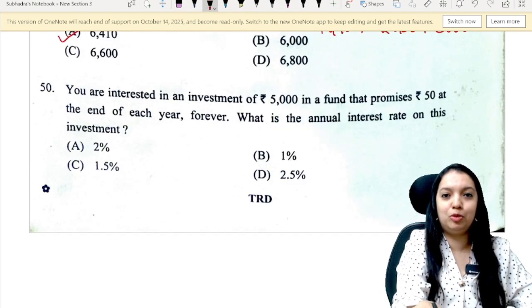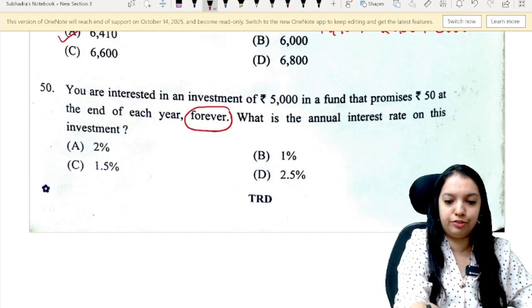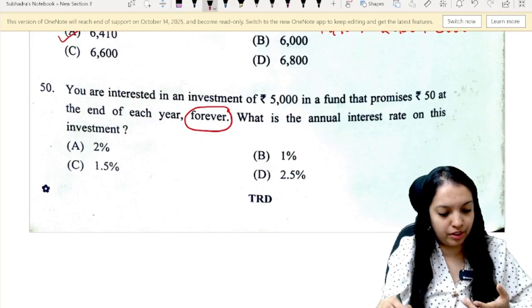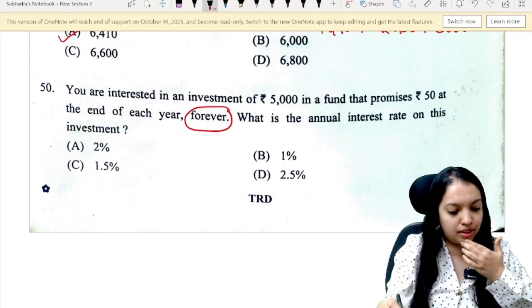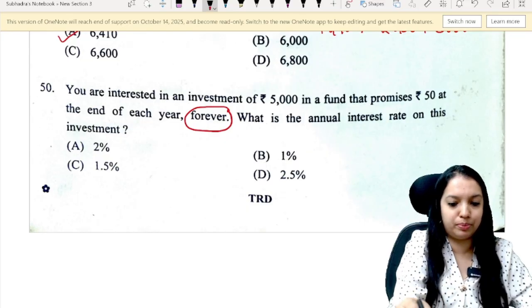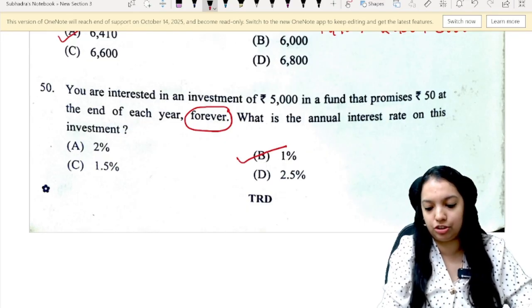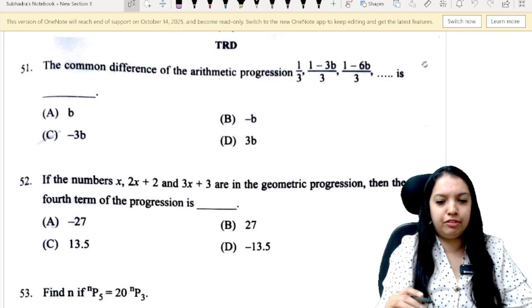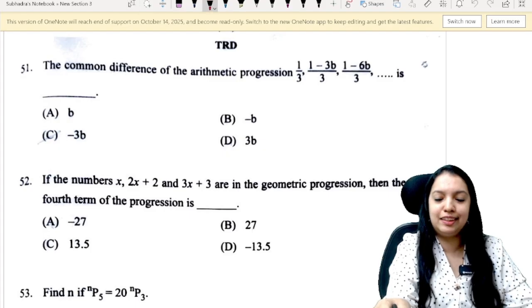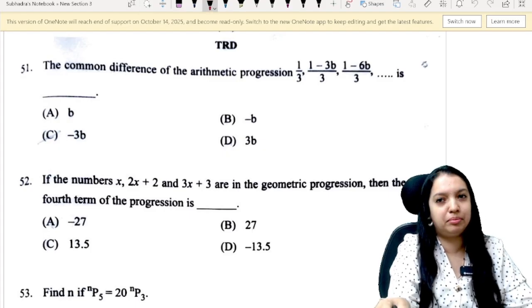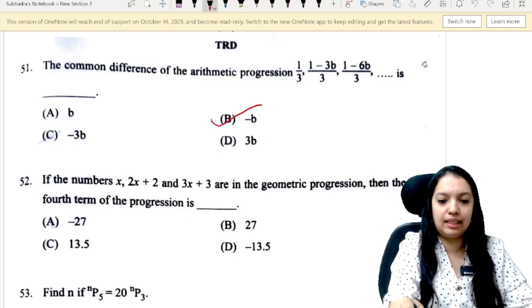Next question is about perpetuity, because there is this word forever. So apply the perpetuity formula, amount divided by rate: 5000 divided by 50, in terms of percentage, would give you 1%. For the 51st answer, you have to calculate the common difference, which is second term minus first term or third term minus second term. You get the answer as minus B.